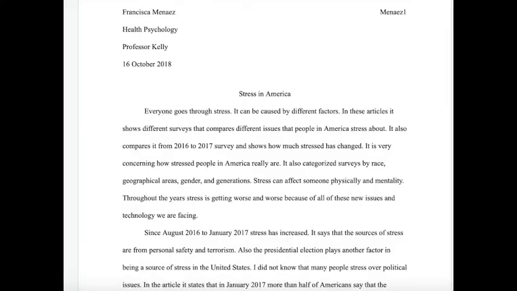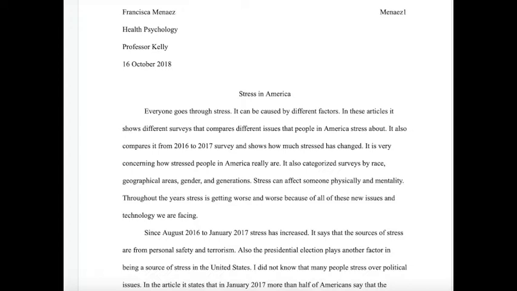So in my health psychology class, we had to write about stress in America, and we had an article that showed surveys of the difference between 2016 and 2017, and how much stress has changed. So everyone goes through stress. It can be caused by different factors. These articles show different surveys that compare different issues that people in America stress about. It also compares the 2016 and 2017 surveys and shows how much stress has changed. It is very concerning how stressed people in America really are.